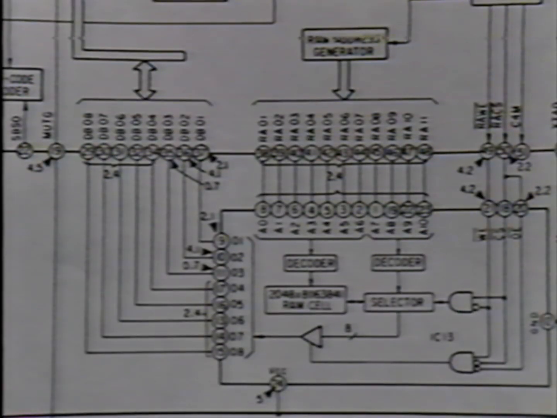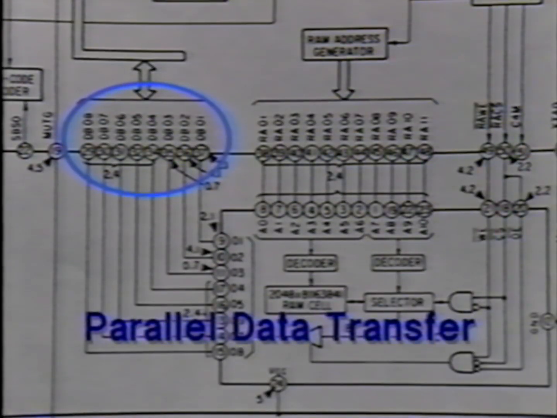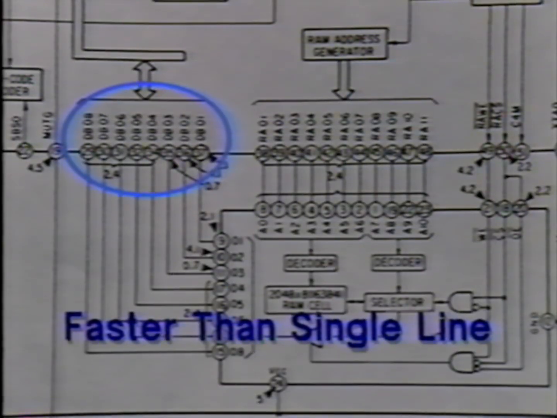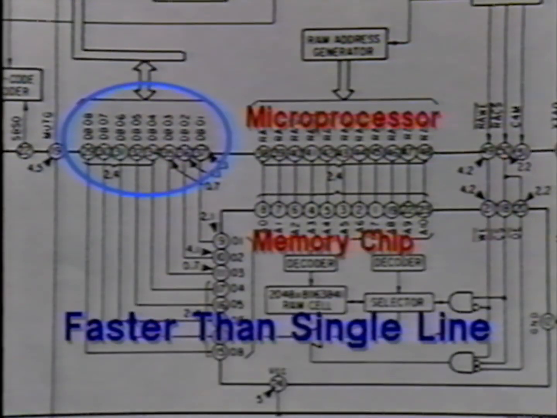The second basic type of microprocessor communication involves the use of more than one data line and the transfer of more than a single bit of information at a time. This technique is called parallel data transfer. Parallel transfer using several data lines is faster than using just a single line. Parallel transfer is often used between the microprocessor and the memory chips. The RAM in all CD players is fed data over 8 data lines.